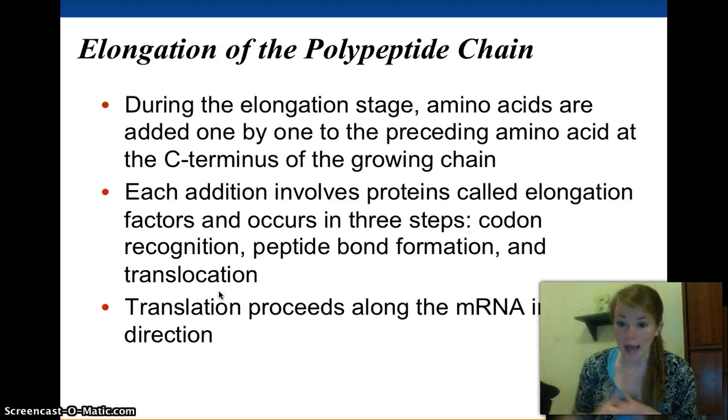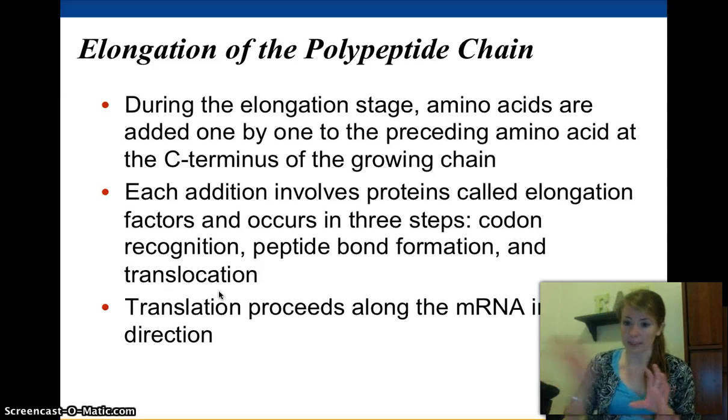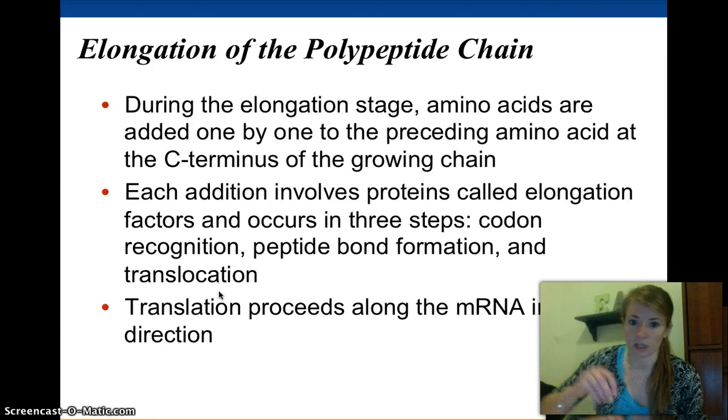Now we need to add our amino acids to the growing polypeptide chain. We started it, we're good to go, we just need to add our amino acids. Basically, we're going to add on amino acids one by one, and our polypeptide chain is just going to keep growing. Don't worry about N terminus and C terminus. Each addition involves proteins called elongation factors. Remember, we're using those special proteins again, and there are three steps: codon recognition, peptide bond formation, and translocation.